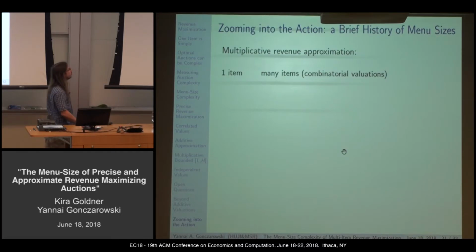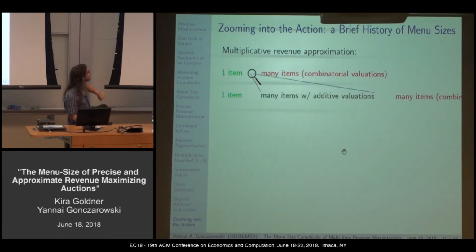Last slide. So zooming into the action, a brief history of menu sizes. Someone in history started by saying one item, we can do revenue approximation, even revenue maximization, using one menu entry. Many items with combinatorial valuations, we need infinite menu size. Red is going to be infinite, green is going to be finite. Then someone said, let's zoom in between. In between, there is many items with additive valuations. Unfortunately, Reese et al. showed that this also requires infinite menu size.